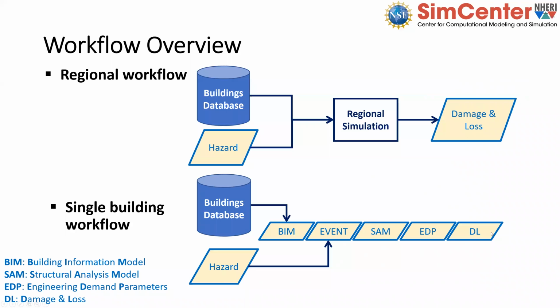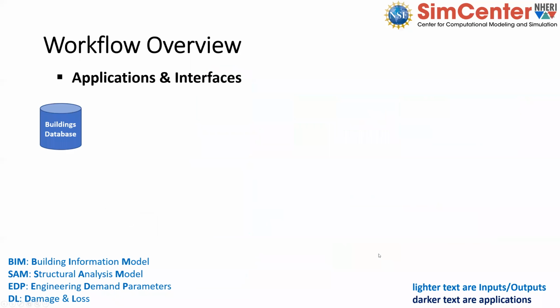So what we see on the screen here in this workflow, for every single building, we need to obtain these 5 different files. For the rest of the presentation, all these parallelograms with light yellow background and light blue color are input or output files. And we have these different files: BIM, event, SAM, EDP, and damage and loss. And I'm going to go through a little bit more detail about the applications and the interfaces and how it works.